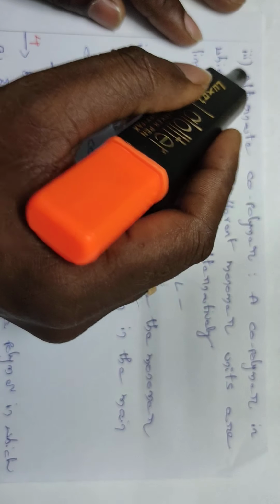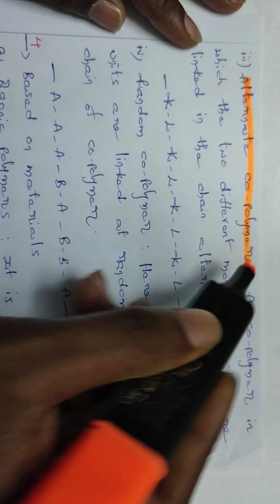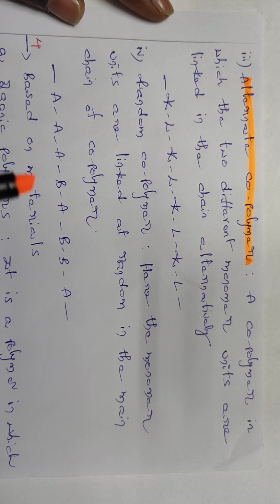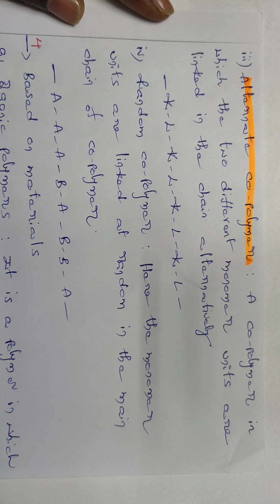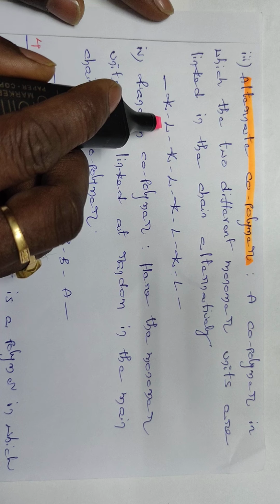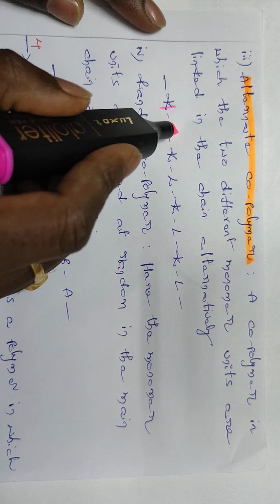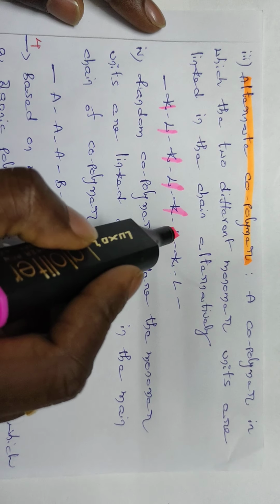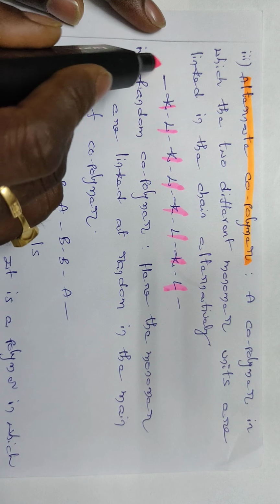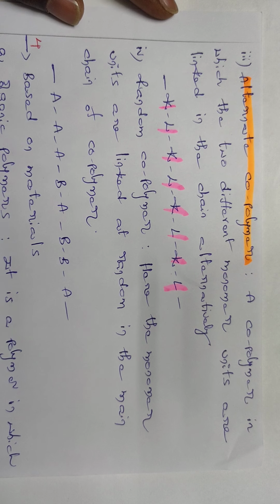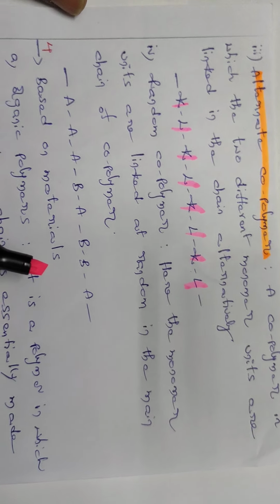And then the alternate copolymer. What is an alternate copolymer? In a copolymeric chain, the different monomeric units are repeated in an alternate manner. For example, here K and L are two different monomers. These two are repeated in an alternate manner: K, L, K, L, K, L, K, L. The two different monomeric units are repeated in an alternate manner. Such polymers are called alternate copolymers.